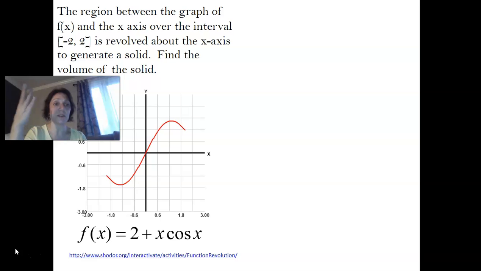If you Google Solids of Revolution Grapher, or Function Revolution, this one says. It sounds exciting, a function revolution. Okay, so here we have the region between the graph of f of x, which is 2 plus x cosine x, and the x-axis. So I'm revolving around the x-axis. Let's just keep that straight right now.